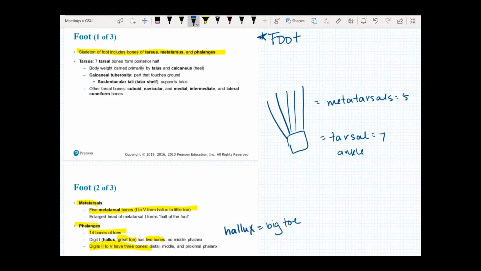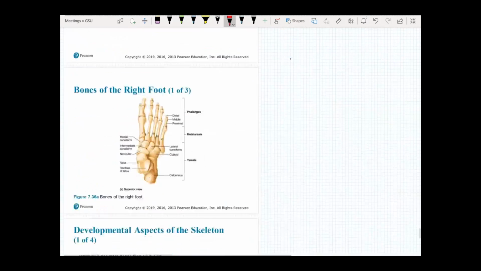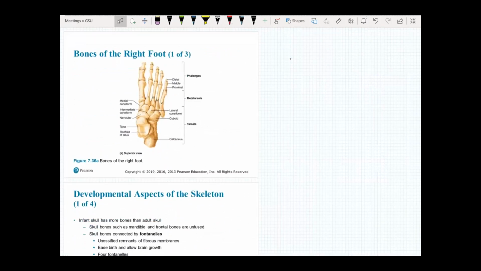So within your phalanges, your big toe will have 2, but all of the other toes will have 3. This means your phalanges will have 14 bones, because your big toe, or your hallux, will only have 2. So you can see how this works right here.